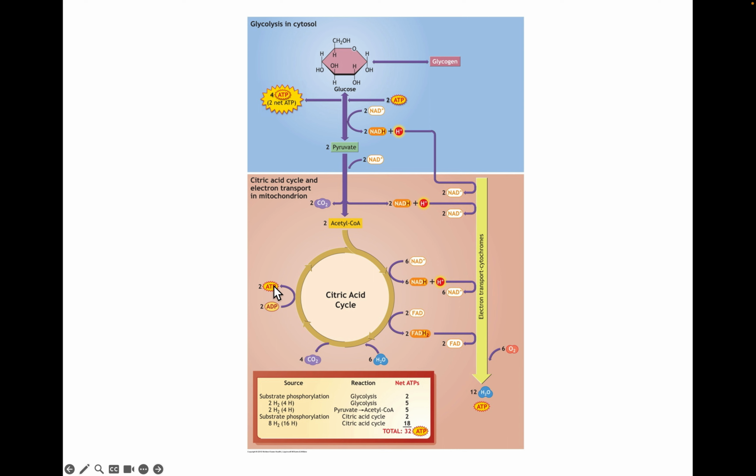Additionally, the citric acid cycle also creates some hydrogen ions. These hydrogen ions are combined with other molecules and then shifted to our electron transport chain, and our electron transport chain will use those hydrogen ions to create even more ATP.